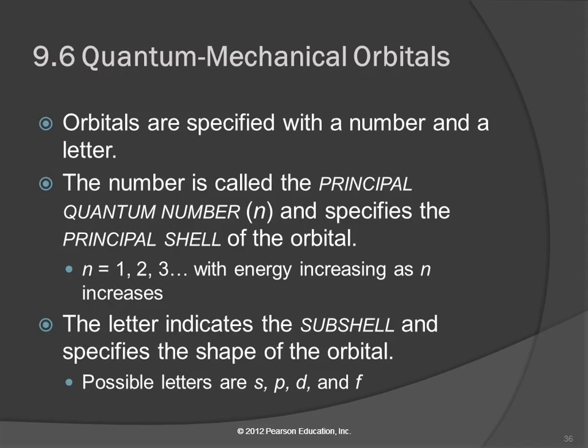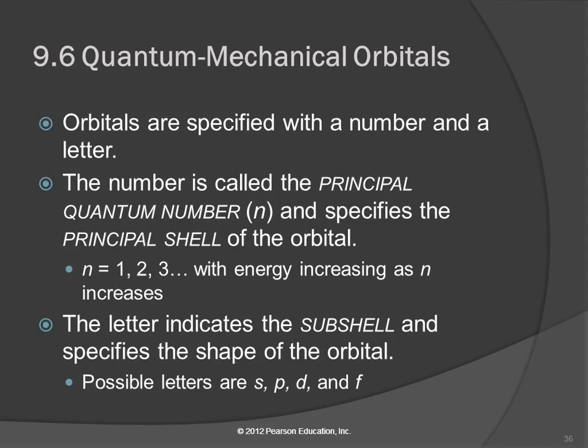So we specify the different orbitals with letters and numbers. The first specification is a number, and that's called the principal quantum number. And it specifies the principal shell of the orbital.